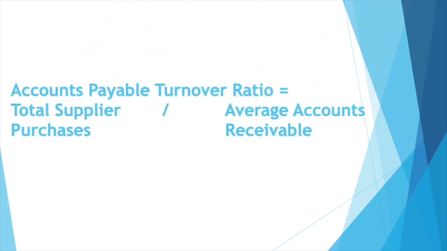Accounts payable turnover ratio, which equals total supplier purchase divided by average accounts receivable. This ratio measures the speed at which a company pays off its suppliers or how good they are at negotiating some credit terms or credit limit agreements between them and their suppliers.